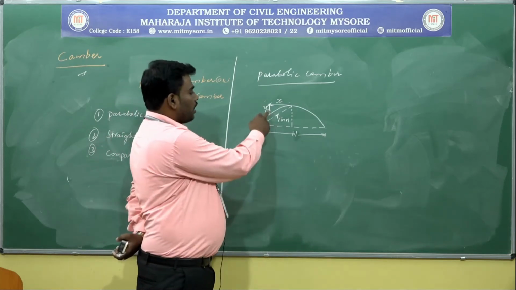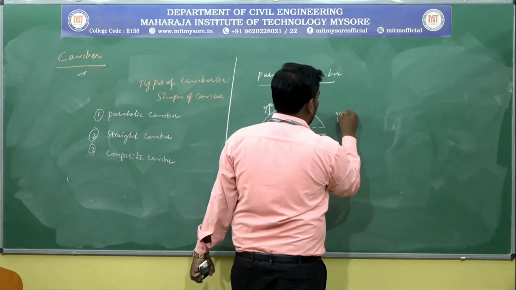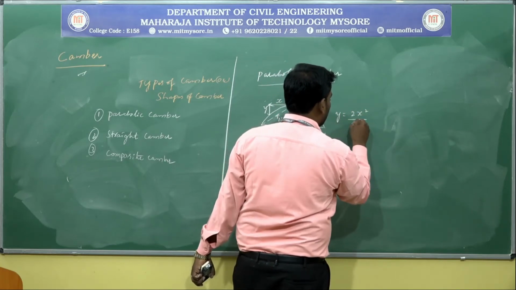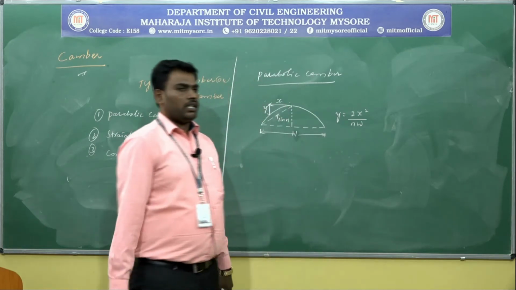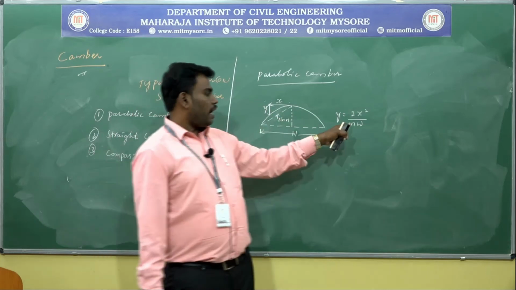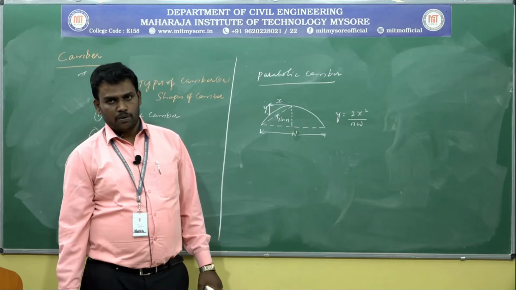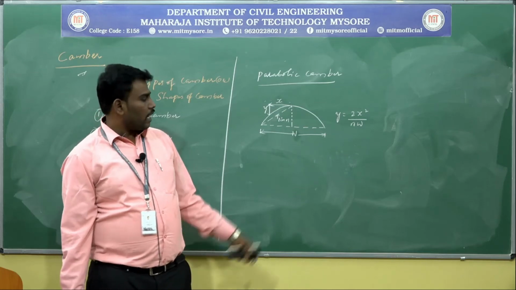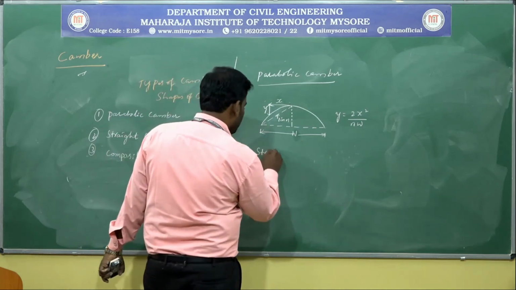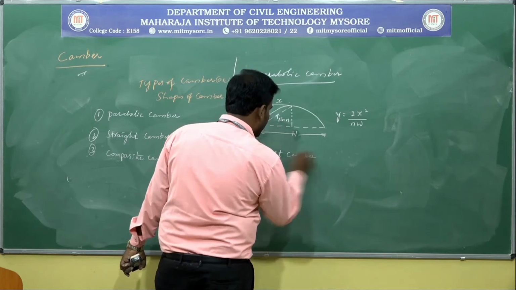Then the ordinate at any distance x, y, for this parabolic camber, is y equals 2x squared by nW, where x is the distance at which you are going to measure the ordinate, n is the camber, and W is the width of the pavement. Okay, this is the parabolic camber. Next, straight camber.